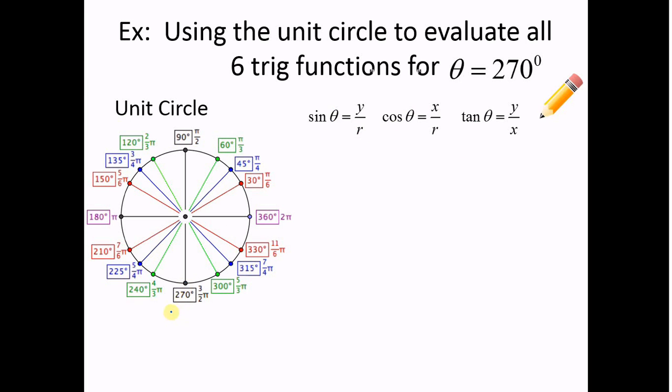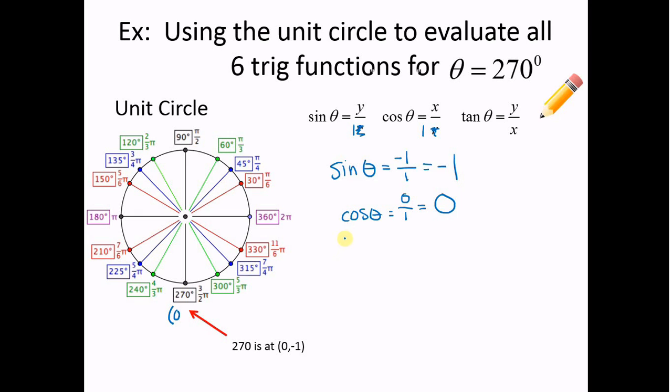So right here is 270. Remember, that is at 0, -1, right? So then, my sine of theta is going to be my y over my r. Remember, r can just be considered 1. So sine of theta would be y over 1. So -1 over 1, -1. Cosine of theta, x over 1. My x is 0. 0 over 1, well, that's just 0, right?